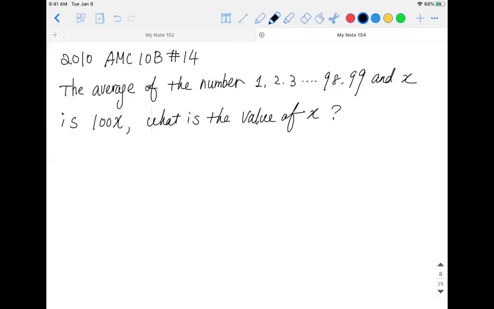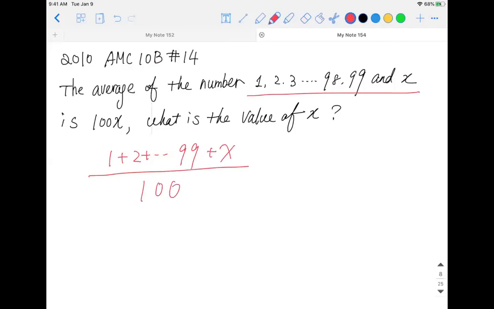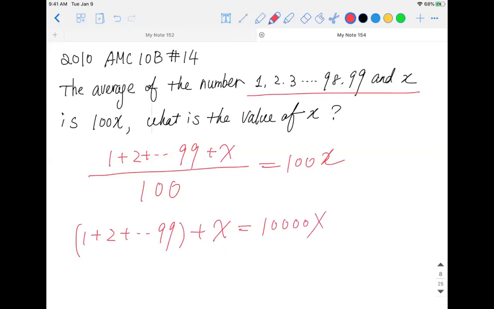I think you guys all have the right direction, right? The direction should be fairly straightforward. Yeah. So how to do this? The average of these 100 numbers, 1 plus 2 all the way to 99, then plus x, you divide by 100, right? There are 100 numbers in total, and the average is 100x. Is that right? So what you're going to do is 1 plus 2 all the way to 99 plus x equals 10,000x, right?